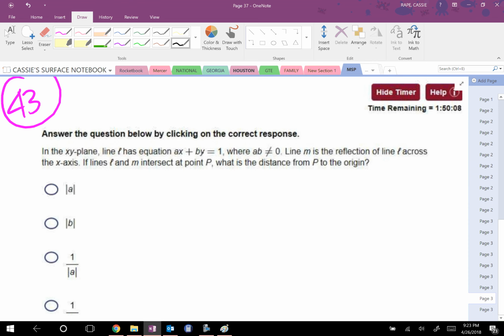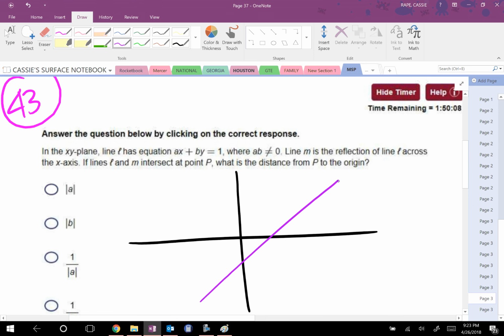Okay, so I'm just going to draw something that could be a line L. Here we go, that's going to be my L. And I'm just going to put some imaginary little hash marks here so I can figure out what's going on. So it's asking me to reflect this around the x-axis.